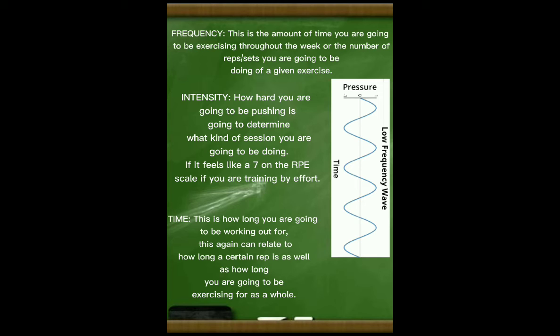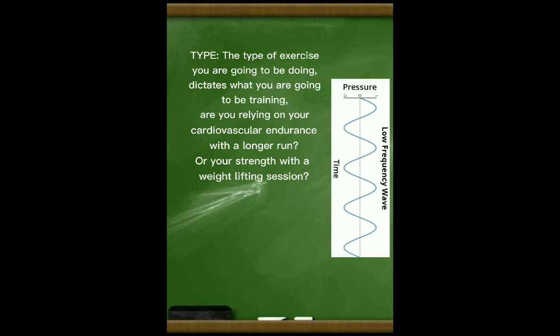Time. This is how long you are going to be working out for. This again can relate to how long a certain rep is, as well as how long you are going to be exercising for as a whole. Type. The type of exercise you are going to be doing dictates what you are going to be training. Are you relying on your cardiovascular endurance with a longer run, or your strength with a weightlifting session?